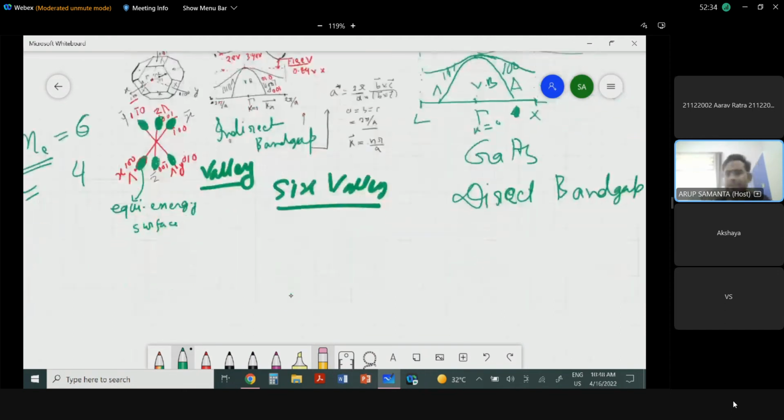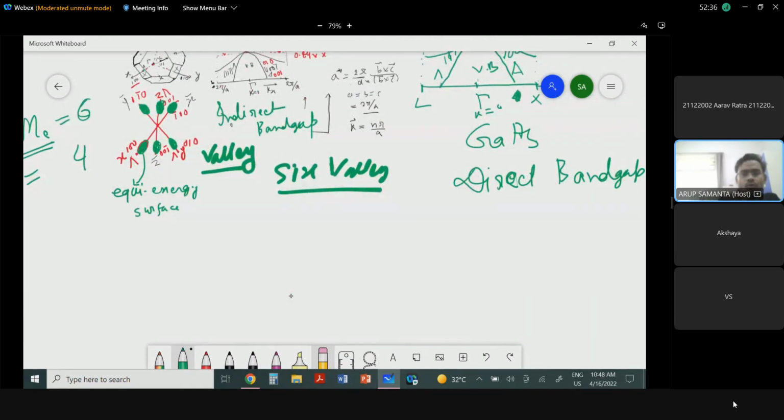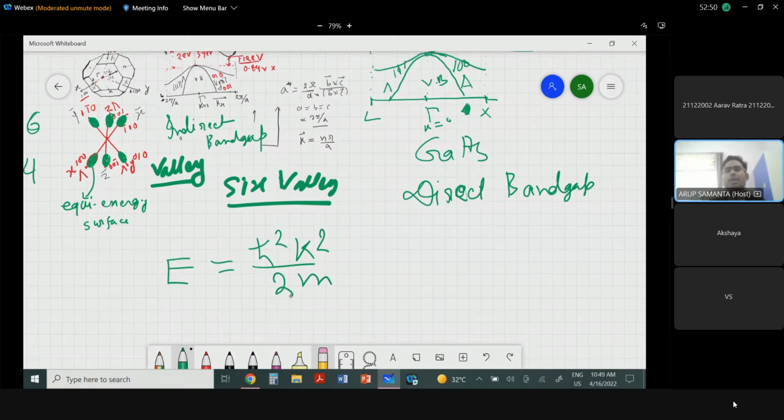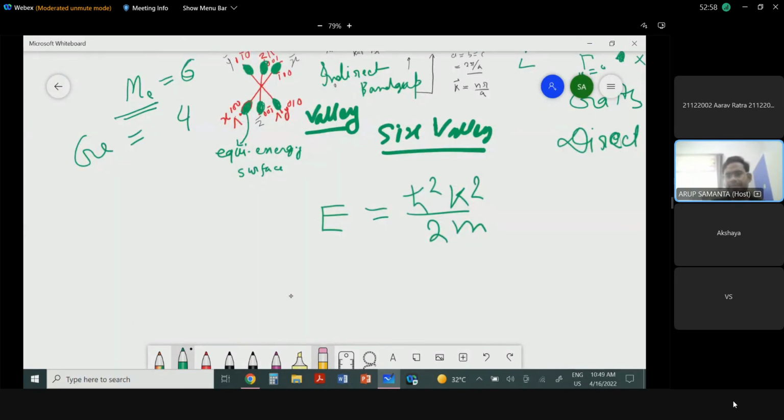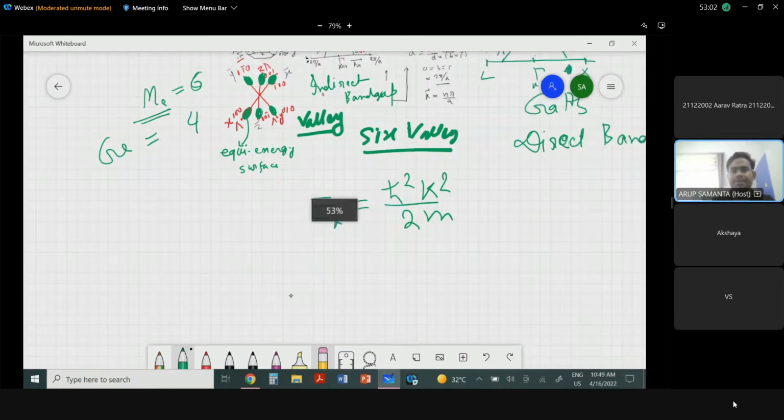So how can we identify this? We know that E equals h-bar squared k squared by 2m. Am I right? We solved that energy depends on the momentum, and I partially solved these types of problems, the one-dimensional potential well. Energy E(k) depends on h-bar squared k squared by 2m, so it's momentum dependent.